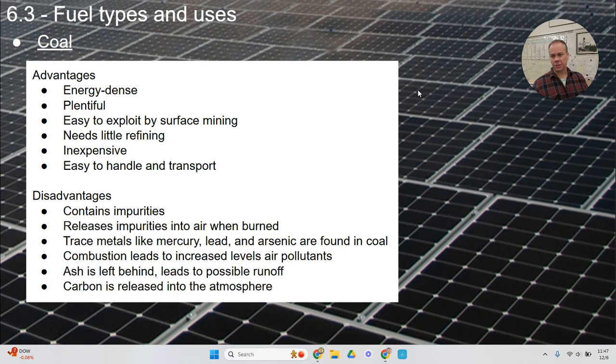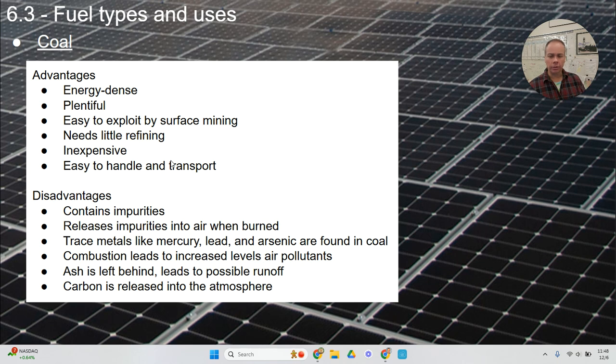Coal has some advantages as an energy source. It's dense in energy. It's relatively plentiful in different parts of the world. It can be extracted oftentimes through surface mining, and it can be burned without much processing, and oftentimes is relatively inexpensive. The disadvantages of coal as an energy source is it contains impurities like we talked about, like sulfur.